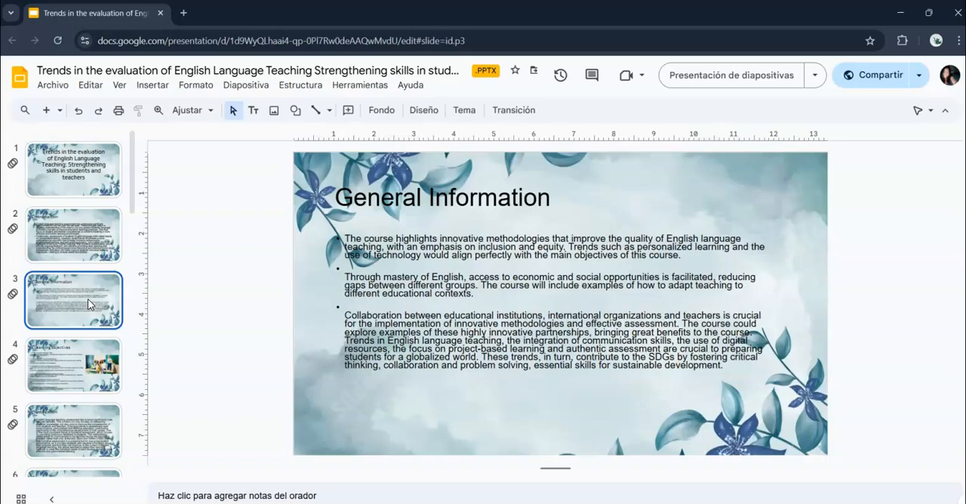General information. The course highlights innovative methodologies that improve the quality of English language teaching with an emphasis on inclusion and equality at the same time. Trends such as personalized learning and the use of technology align perfectly with the main objectives of the course.